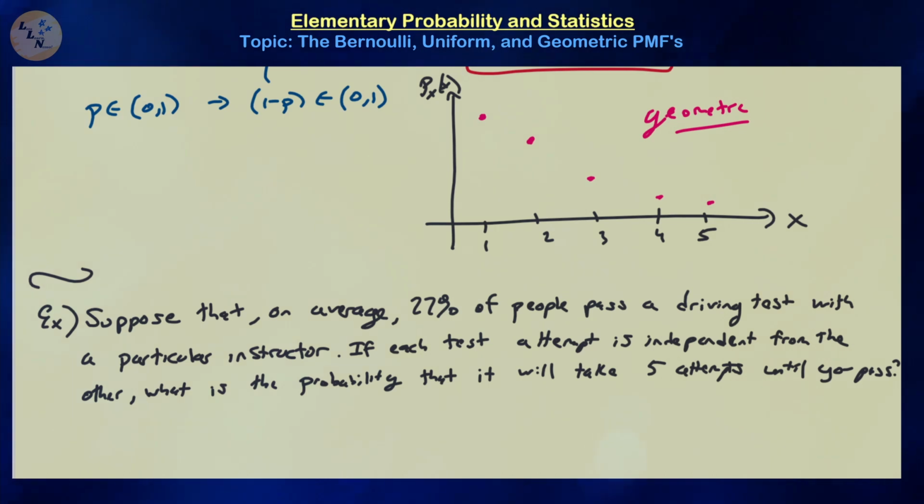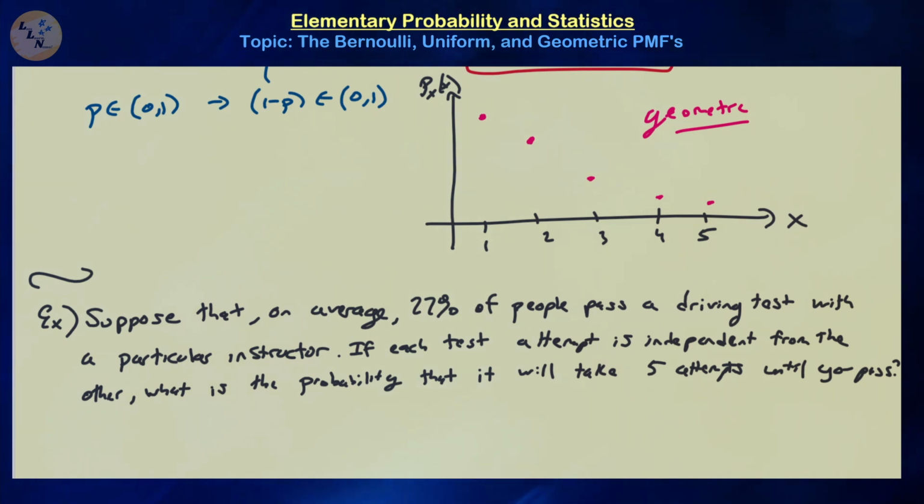All right, so suppose that on average, 27% of people pass a driving test with a particular instructor. Some instructors are really mean, they have bad days, they have bad attitudes, they just don't like people, right? So let's just assume that this is one of those types of instructors. Let's assume that each test attempt is independent from the other. Usually for tests, if you fail a test, you have some insight that will increase the likelihood of passing on the second. But let's just assume that it has no relationship to your background and experience. It just has everything to do with the particular instructor's mood.